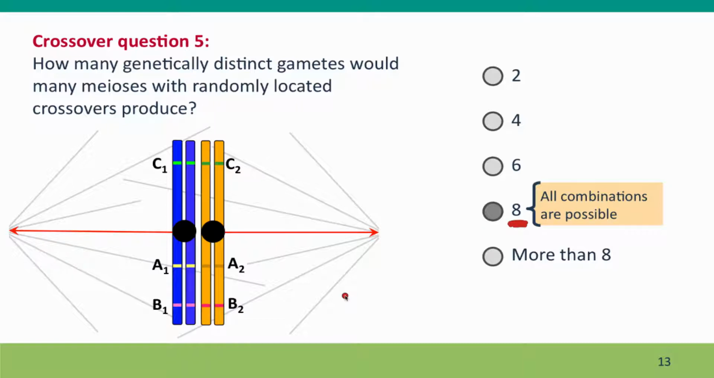Now, I should point out that although in the simple diagram I showed a crossover occurring between these 2 chromatids, crossovers can occur between other chromatids as well. So, for instance, there could be a crossover between those 2 chromatids, between those 2 chromatids, between those 2 chromatids.